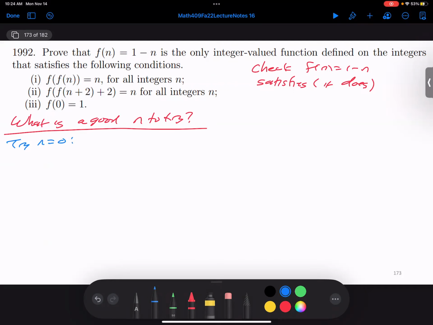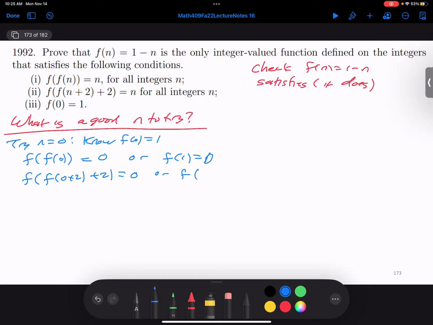Yeah, it's one of the conditions. We know f of 0 equals 1. So we now get f of 0 equals 0, or f of 1 equals 0, right? We also know that f of 0 plus 2 equals 0, or f of 2 equals 0. But what is f of 2?